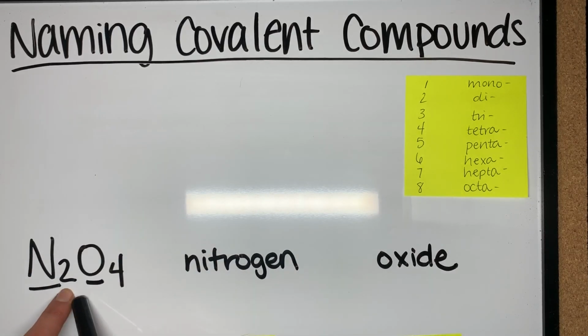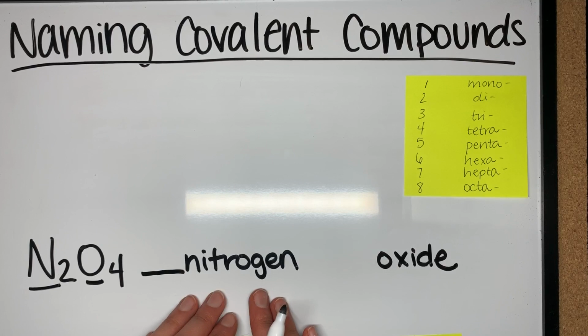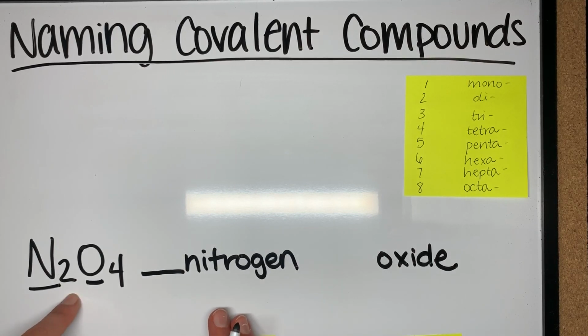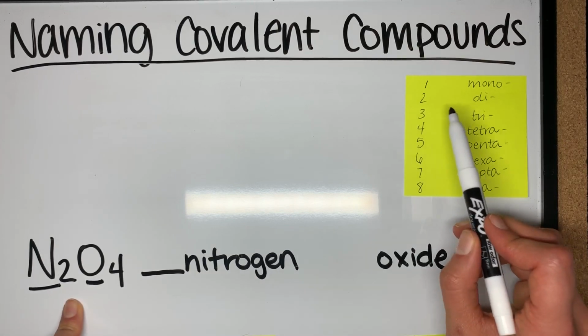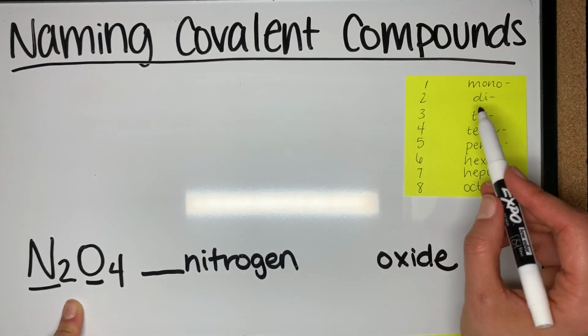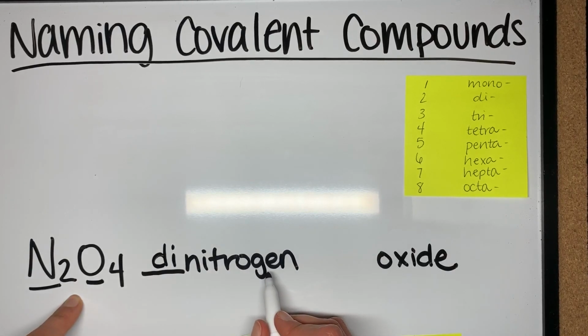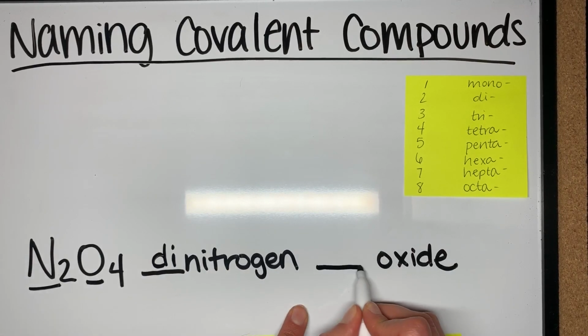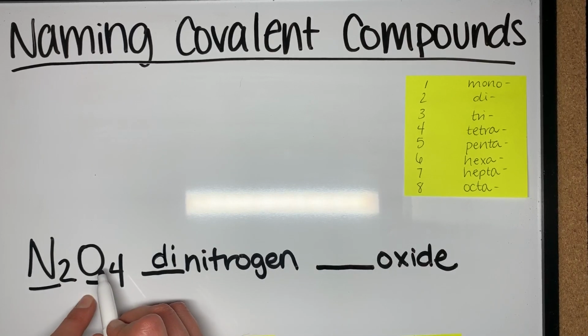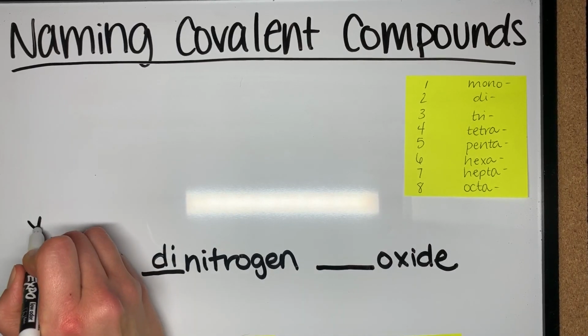But if we have more than one of the first nonmetal, so in this case we have 2, that means you are going to put a prefix on that first element's name. So in this case, we have 2 nitrogen. We look up here at our table, we see 2 is, the prefix is di, so this becomes dinitrogen. And we always put a prefix on the second element. So I'm just going to make that note here.